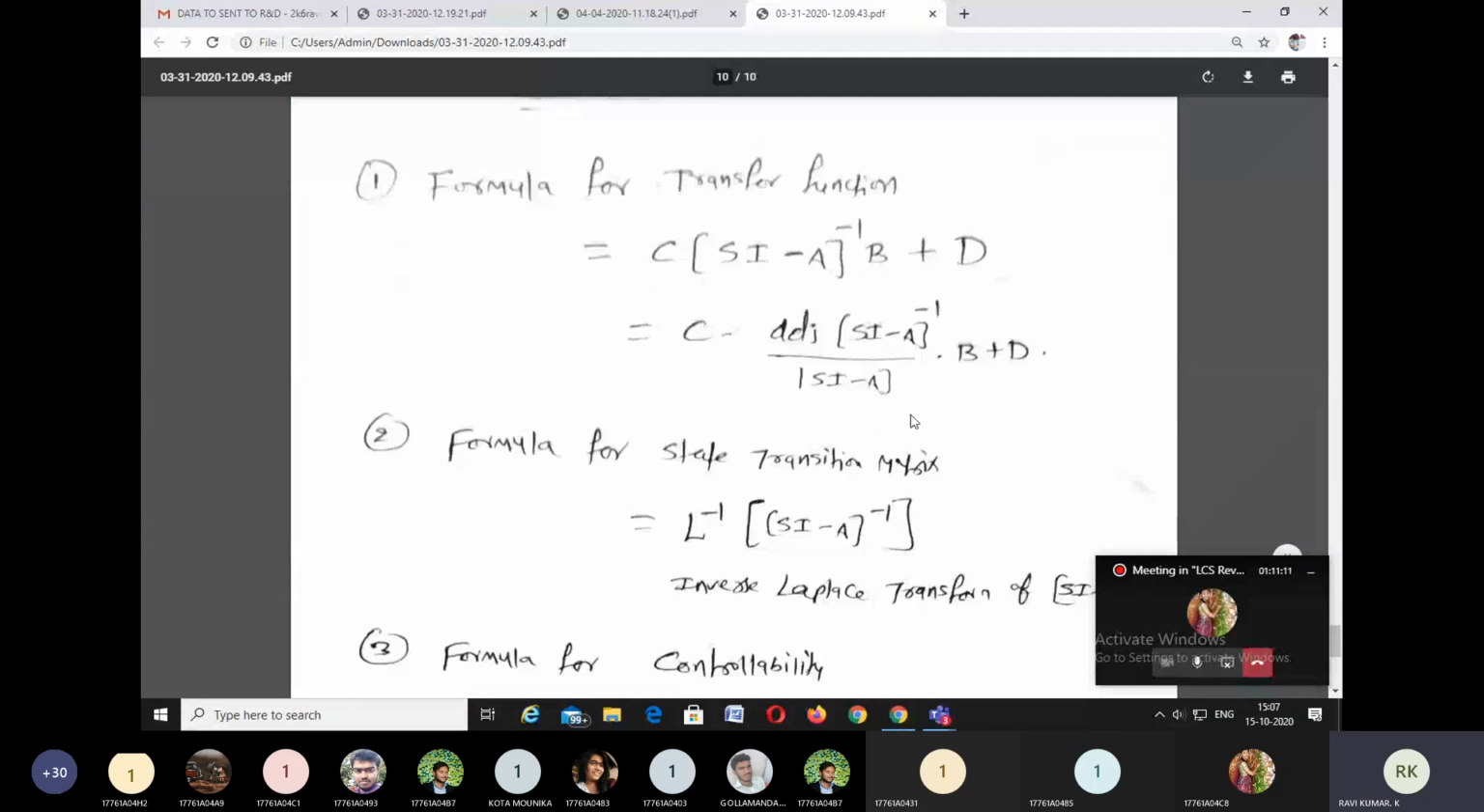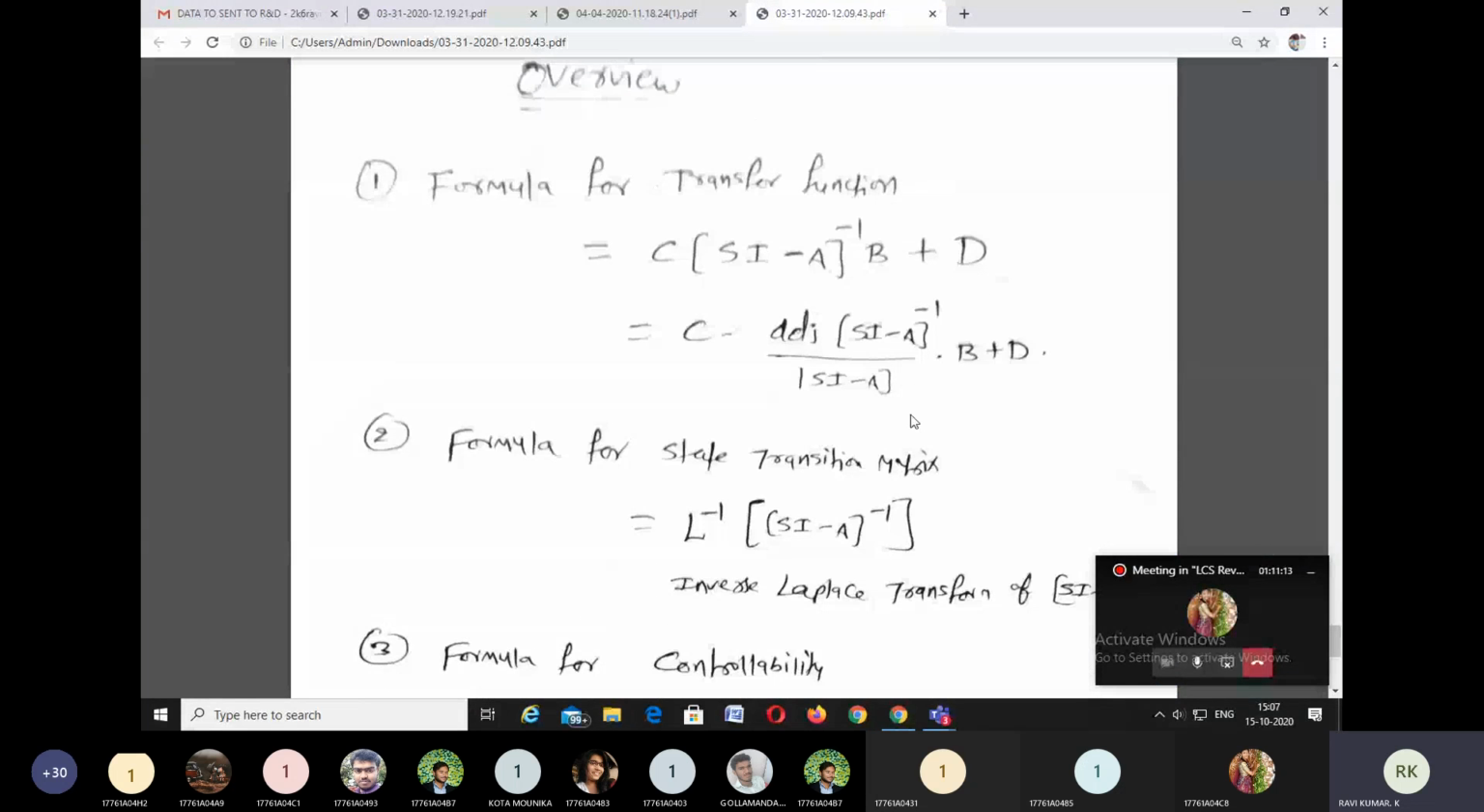So now, an overview. What are the formulas we have used? The first one is how to get the transfer function from the state model. The formula is C into (sI minus A) whole power minus 1 into B plus D, whereas (sI minus A) whole inverse is equal to adjoint of (sI minus A) by determinant of (sI minus A). Here we write adjoint by determinant.